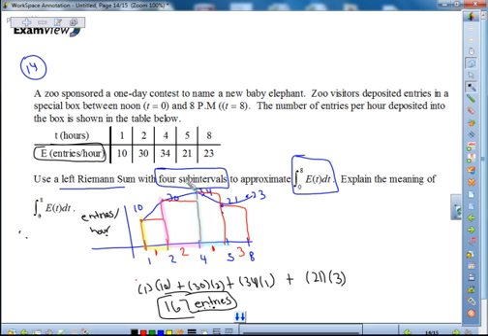So in the context of this problem, since everything's above the x-axis, it is total entries. So in 8 hours, from 0 to 8 hours, 167 entries were deposited. So we had 167 entries deposited into the box.